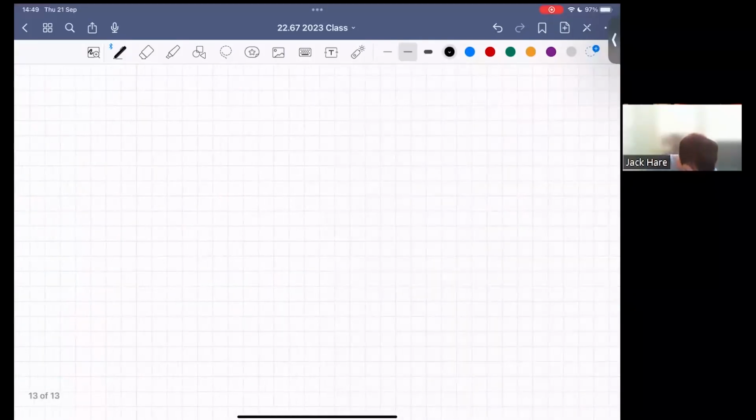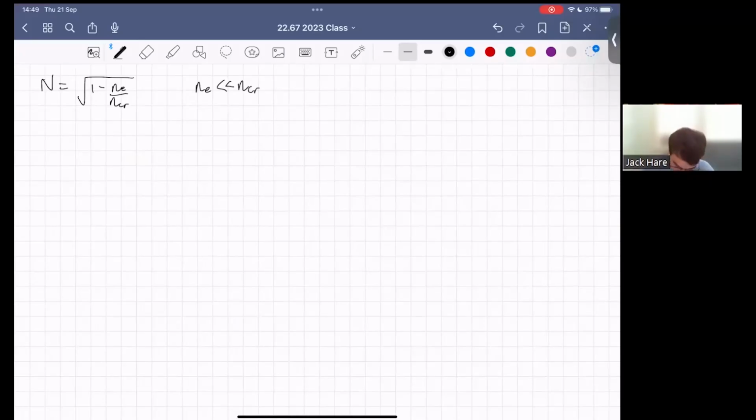Okay, so we just said that N is equal to the square root of 1 minus Ne over N critical. If we work in a regime where Ne is much, much less than N critical, so we work far from the critical density, we can do a Taylor expansion, which is what we often end up doing, and we write 1 minus Ne over 2 N critical, like this. So my questions for you now, and we will try and work out what N critical is doing together.